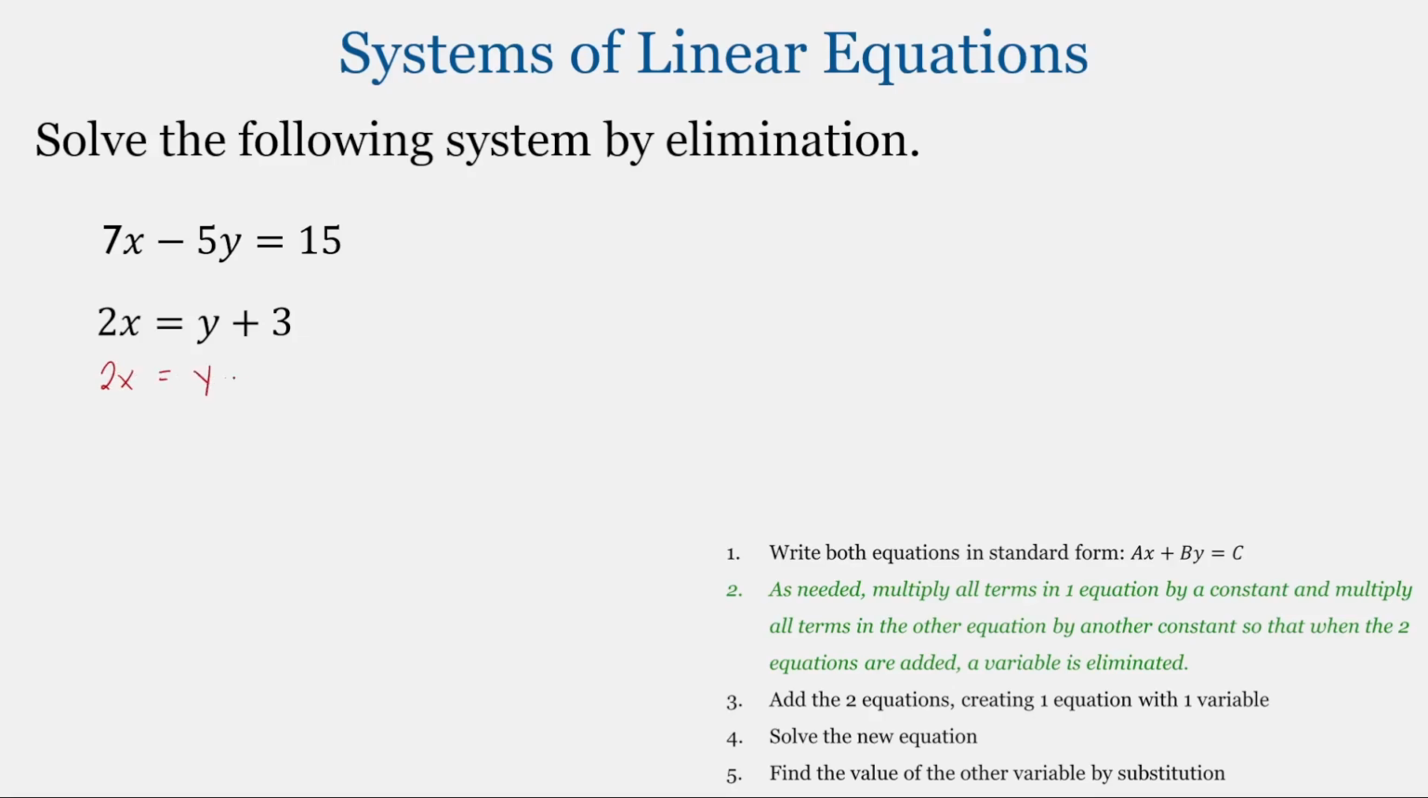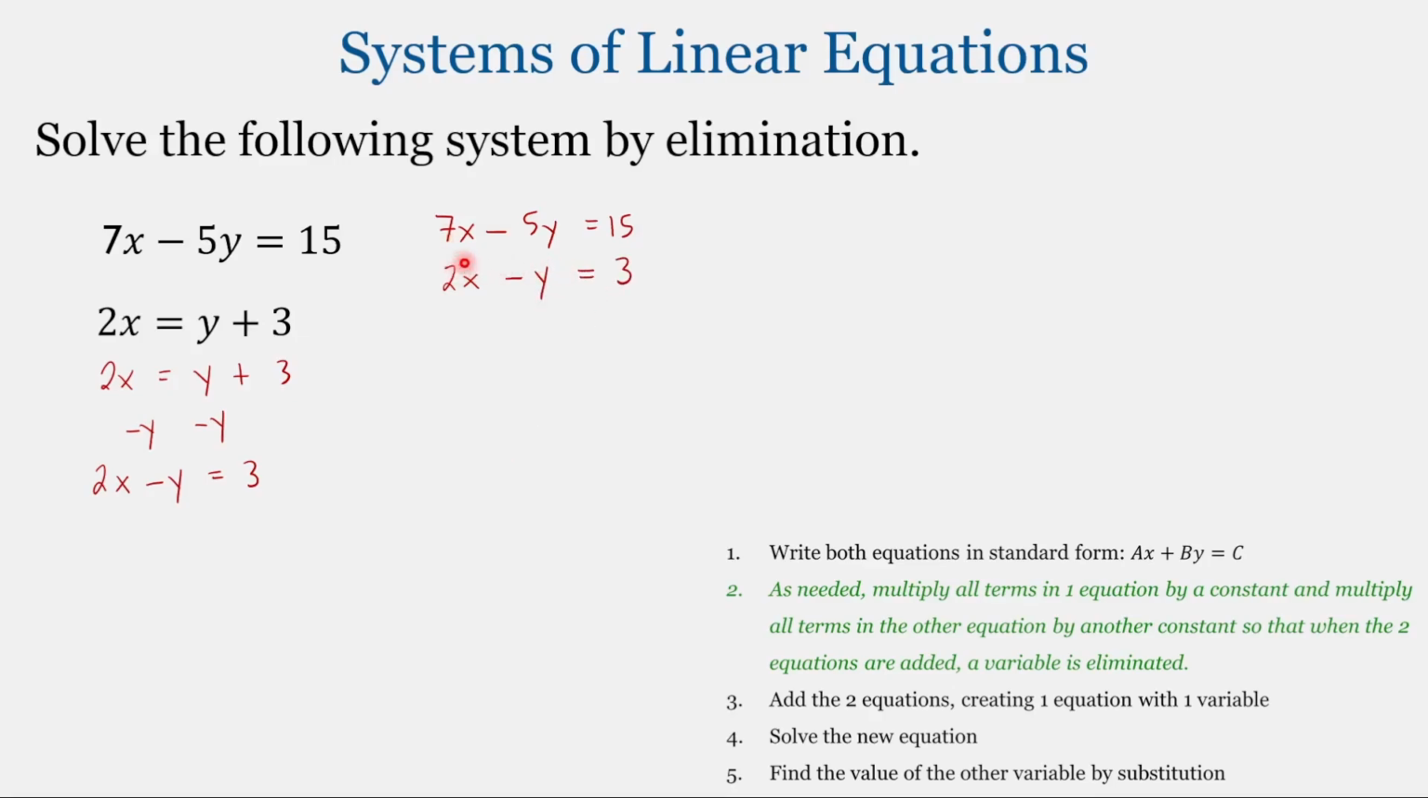So we have 2x equal to y plus 3. I'll subtract y from both sides. We now have 2x minus y equal to 3. So I'm going to go ahead and rewrite both equations. We have 7x minus 5y equal to 15. And then 2x minus y equal to 3.